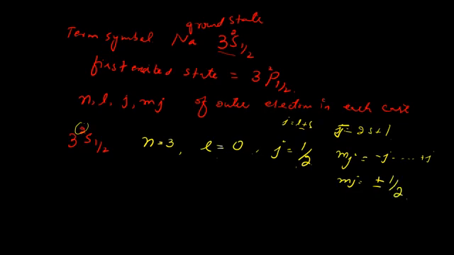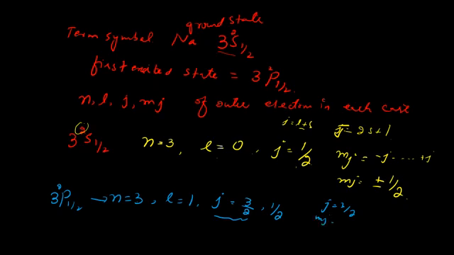Okay, now we come to the first excited state, 3 2P 1/2. Again n will be equal to 3, and p represents L equal to 1. For L equal to 1, the possible value of j can be either 3/2 or 1/2. For j equal to 3/2, the possible values of mj are minus 3/2, minus 1/2, plus 1/2, and plus 3/2. So there are 4 possible values of the quantum number mj corresponding to j equal to 3/2.